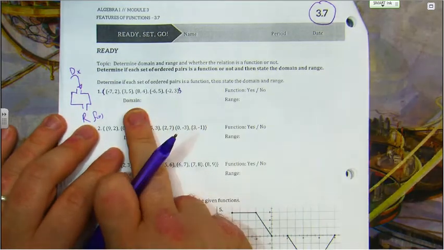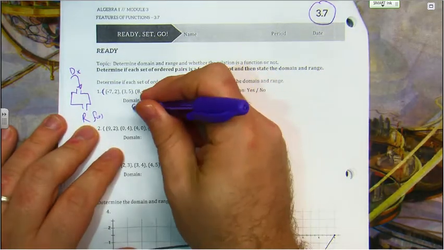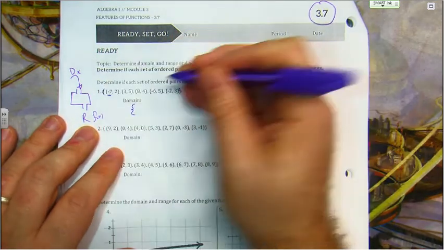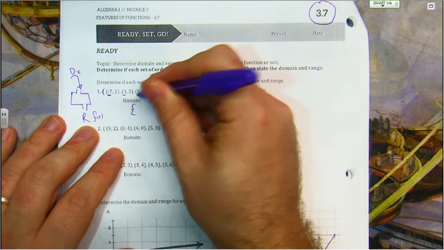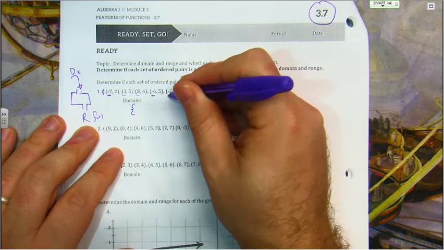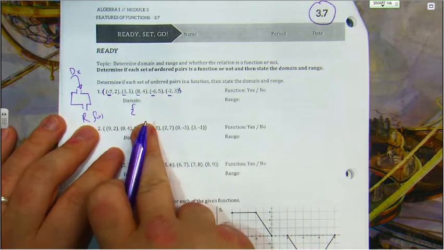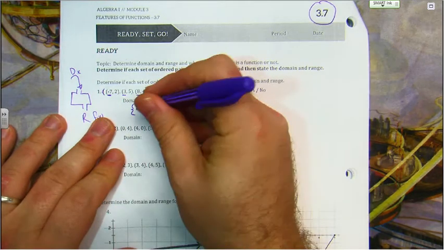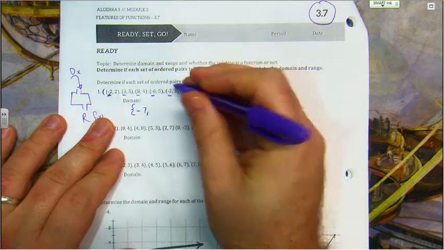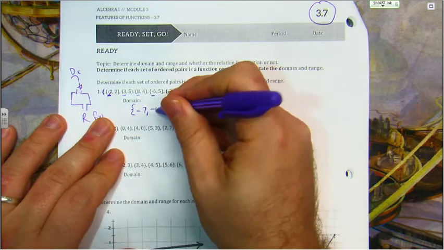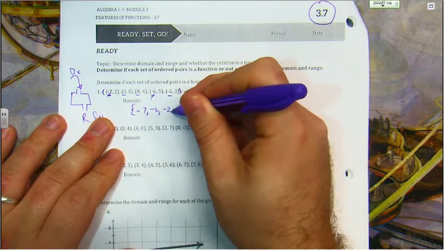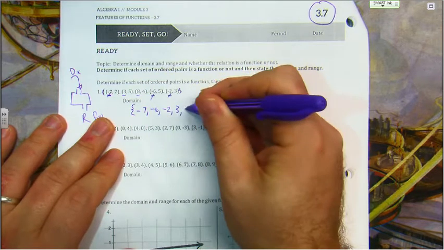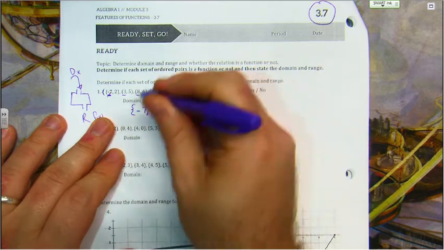So when I look at my domain, I'm looking at the set of values that make up my x. So -7 is in my domain, 3, 8, -6, and -2. So when I write my domain, I want to write those numbers from lowest to highest. So I'll do -7 first, then -6, then -2, then 3, and then 8. And those are the numbers in my domain.